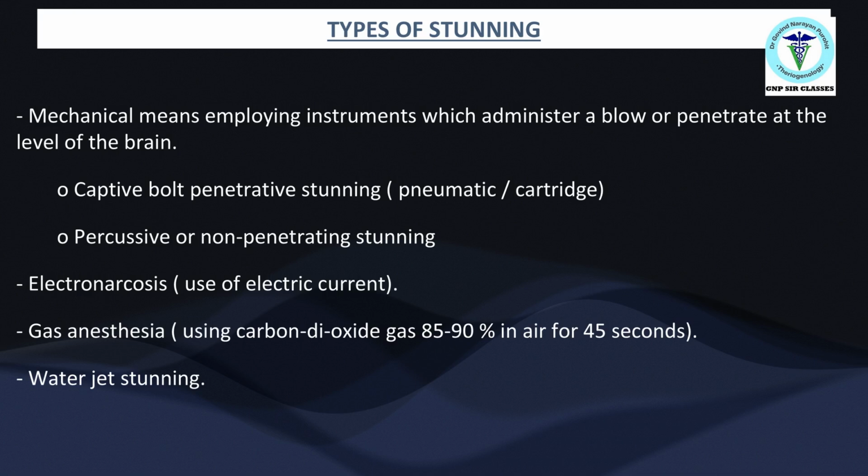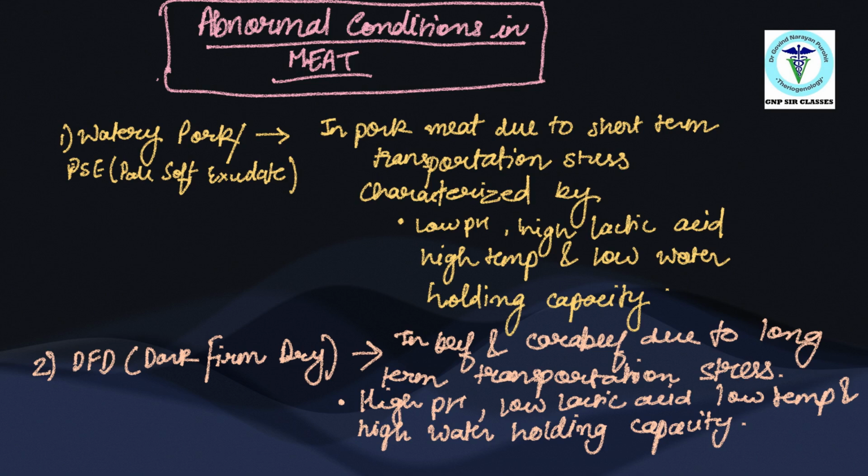Types of stunning. Mechanical means employing instruments which administer a blow or penetrate at the level of the brain: captive bolt penetrative stunning, pneumatic, cartridge; percussive or non-penetrating stunning. Electronarcosis, use of electric current. Gas anesthesia, using carbon dioxide gas 85-90% in air for 45 seconds. Water jet stunning.